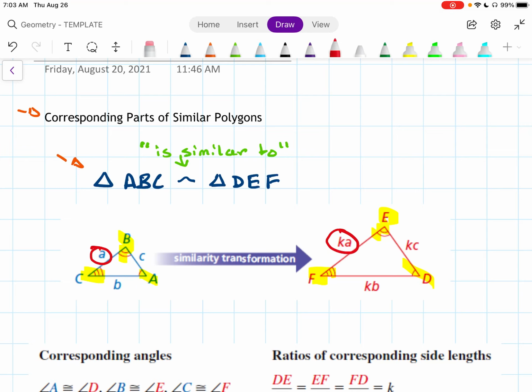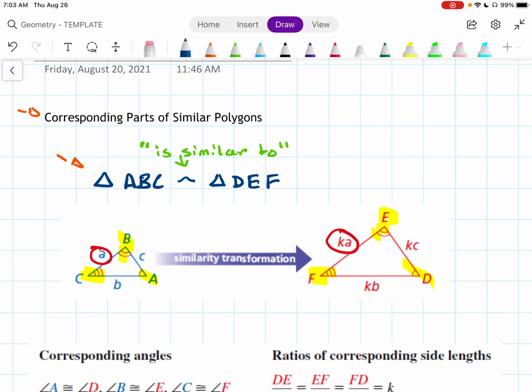Notice how it has the similarity transformation, it has an arrow pointing to the right. Okay, that means that we went from the small one to the big one. That's what that's meaning. If a problem does not have the arrow, then you can make the decision on, am I going from the small one to the big one or the big one to the small one, right?